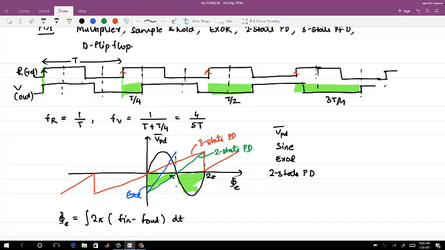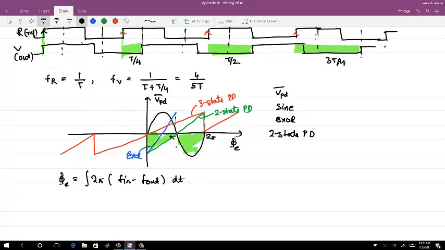So for the characteristics of the three-state PFD, for a positive frequency error, on the gain characteristics this is the path you are following. For the negative frequency error, you will be on this path. And now you are integrating always a positive value for a positive frequency error. So you will get a finite positive V control voltage to correct for the frequency.